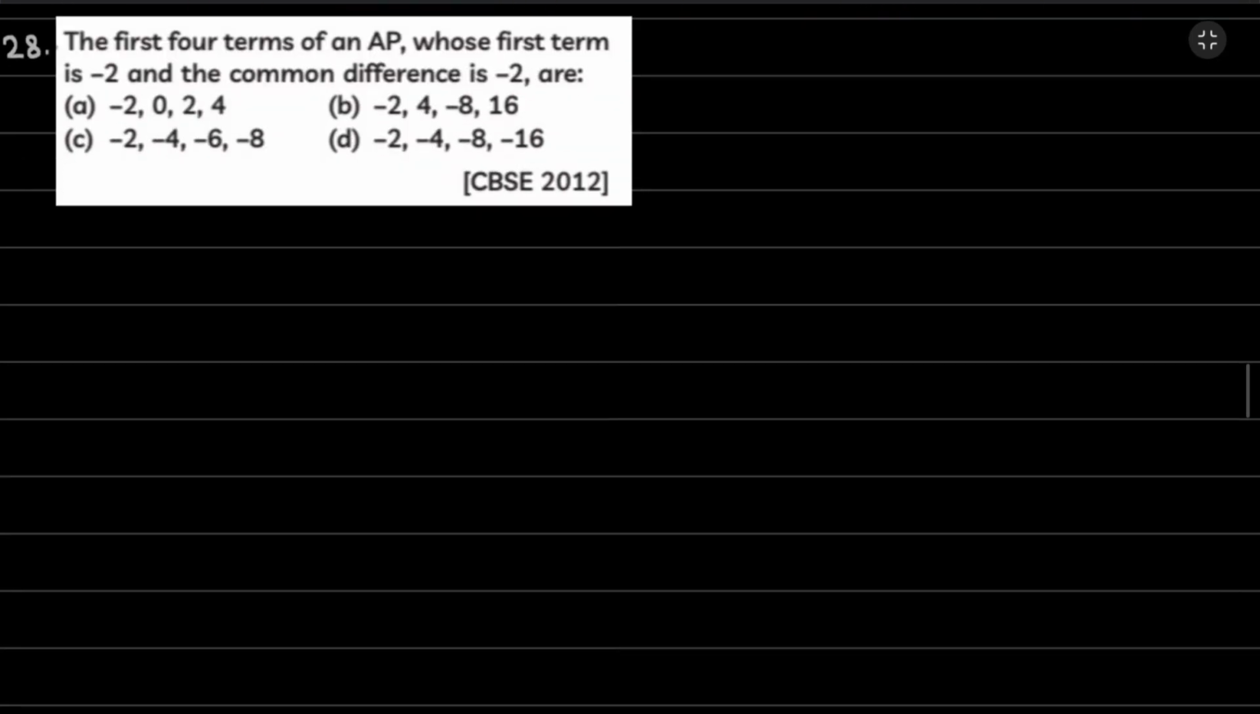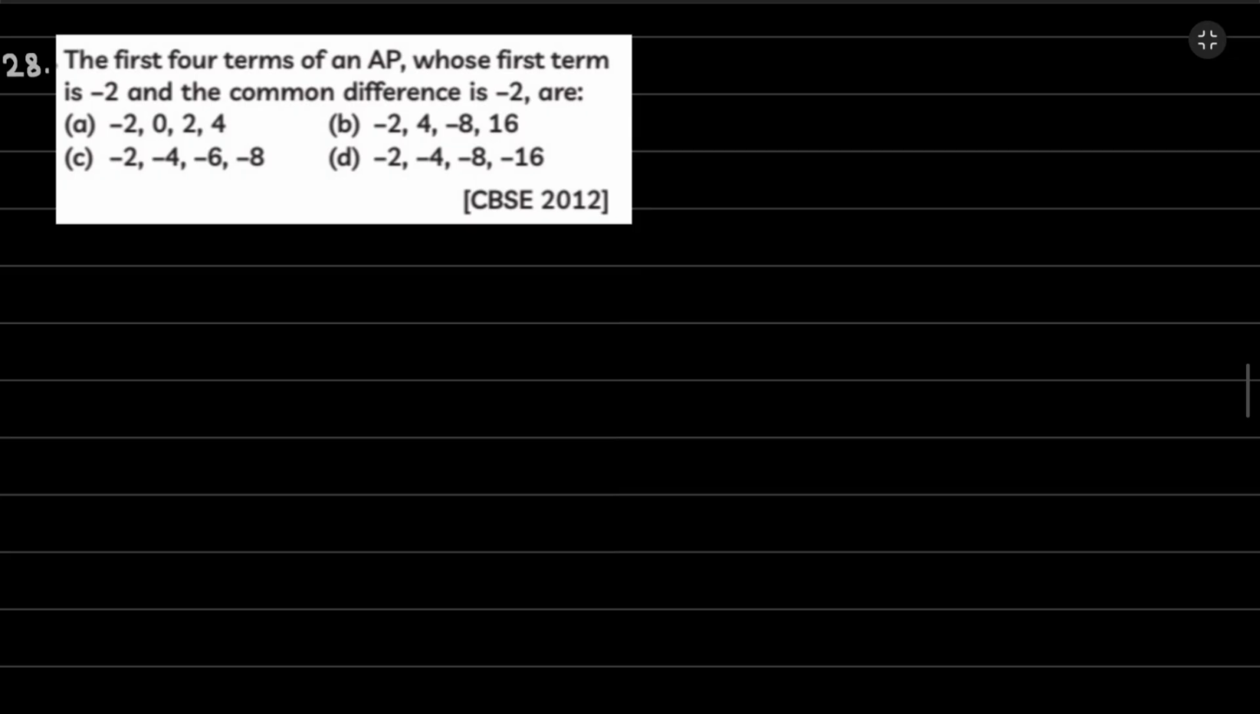All of these are MCQs. The first 4 terms of an AP whose first term is minus 2. First term is denoted by A. A is minus 2. The common difference, that is D, is nothing but minus 2. So what is your first term? You have to find the first 4 terms of an AP. So the first term will be minus 2.